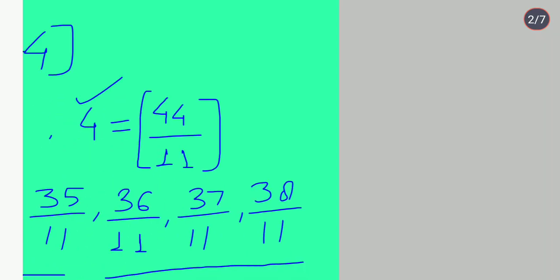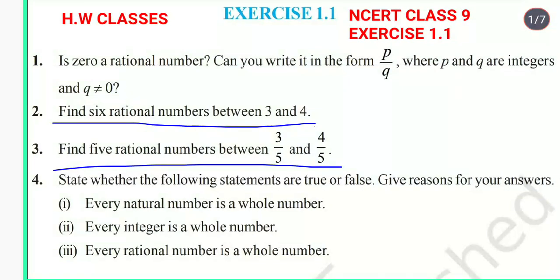So moving on to our next question, which says: State whether the following statements are true or false. Give reason for your answer. You have to write whether the statement given is false or true, and you also have to write your answer stating your reason. So the first question says every natural number is a whole number.